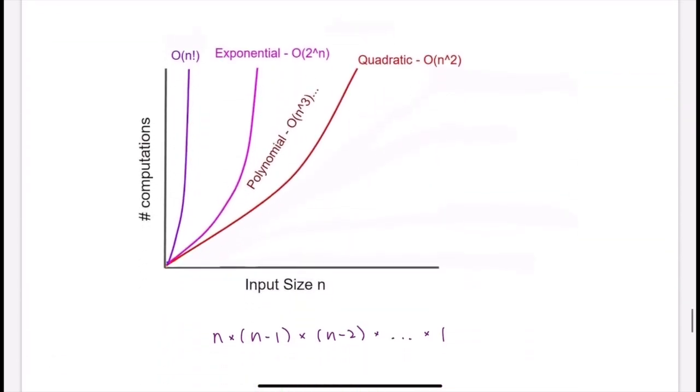To properly define, O of n factorial is a factorial time complexity, which occurs when the number of operations increases factorially with the size of the input n. This means for any input of size n, the number of operations is n times n minus 1 times n minus 2 times all the way to 1.